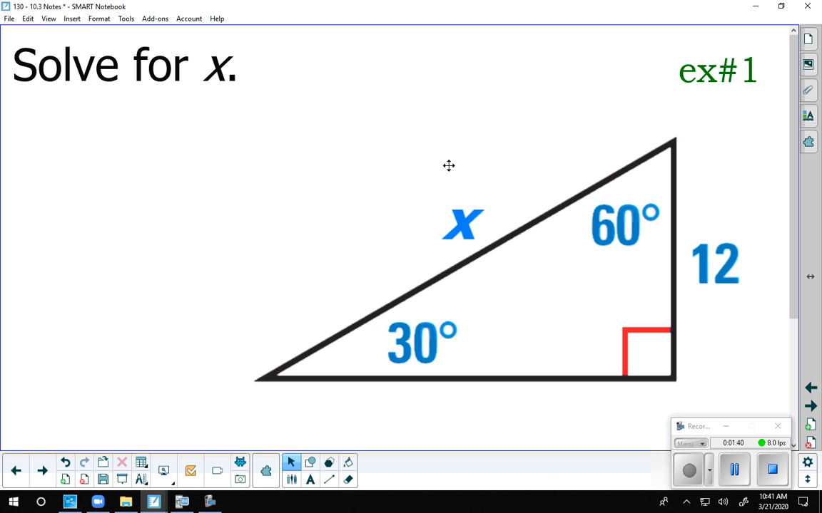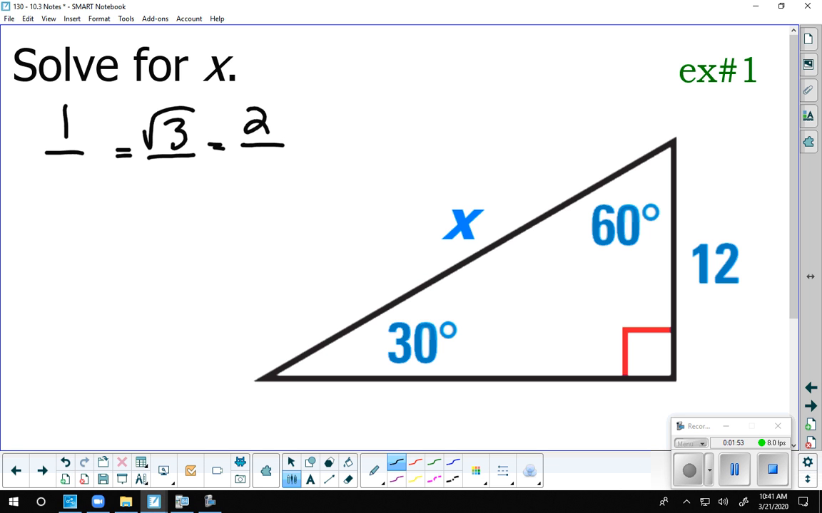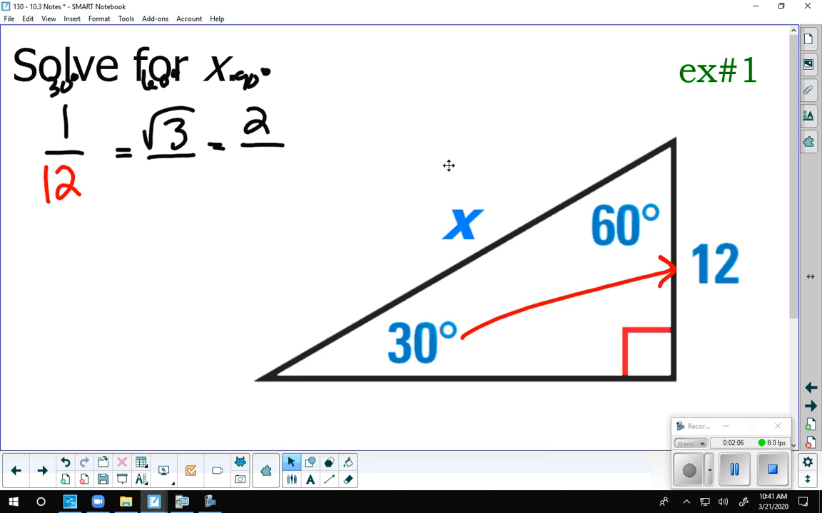So let's set up our ratios first. 1, square root of 3, and 2. So again, this is always going to be 30, 60, 90. So across from the 30-degree angle is 12. So it's going to go here. Across from the 60-degree angle is nothing, so we don't need to put anything for this problem. And across from the 90-degree angle is x, so we'll put that under the 2.